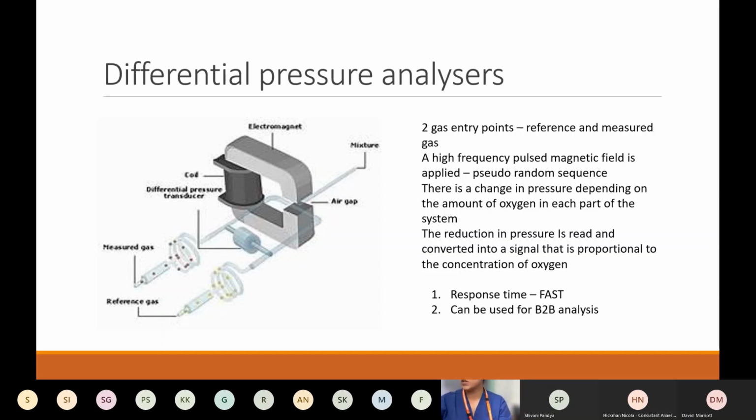It needs to be a high frequency pulsed magnetic field. It needs to be pulsed and random, because if it was on all the time, the pressure between the two arms would equalize, and you wouldn't get this differential pressure being measured, so it wouldn't work. As you can imagine, its response time is really fast, and it can be used for breath-to-breath analysis. I think within the exam this is a hot topic that they're looking at at the moment. So I've tried to explain that as well as I know it.